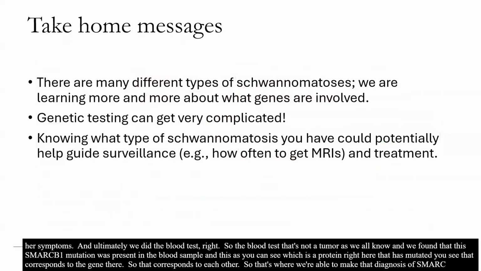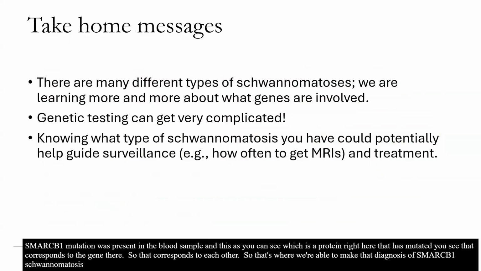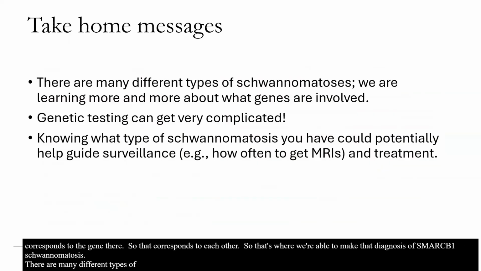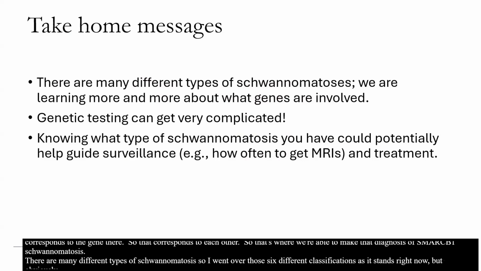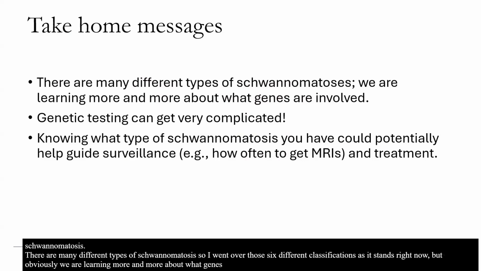So take home messages, really, there are many different types of schwannomatoses. I went over those 6 different classifications as it stands right now. But obviously we are learning more and more about what genes are involved. And as you can see, genetic testing can get very complicated depending on the situation.